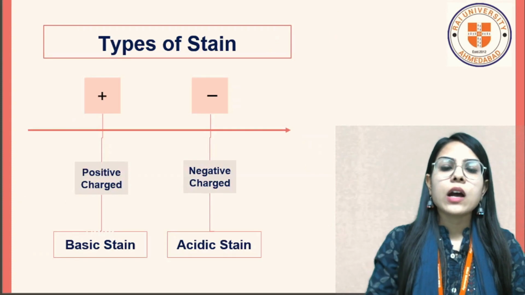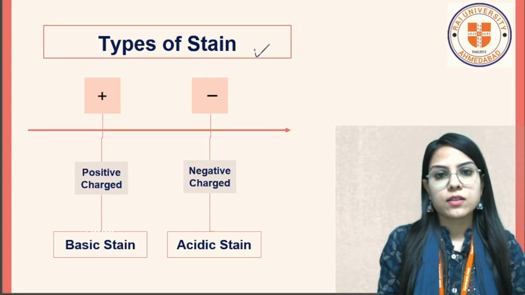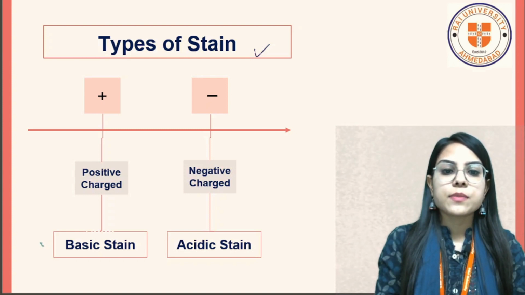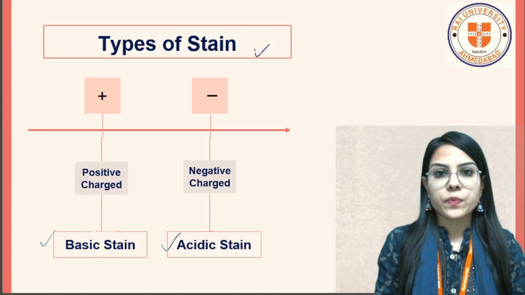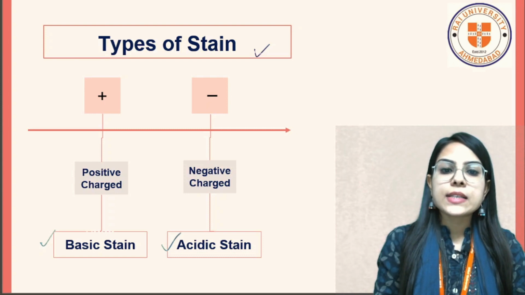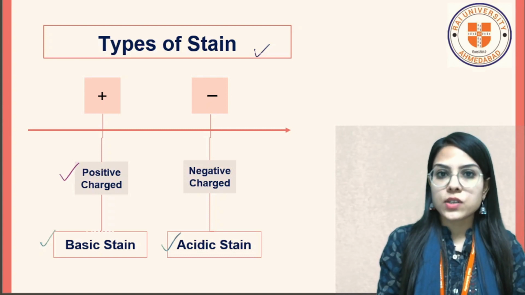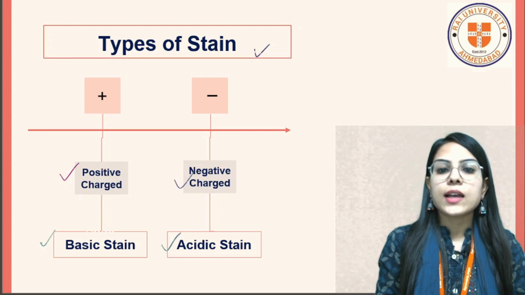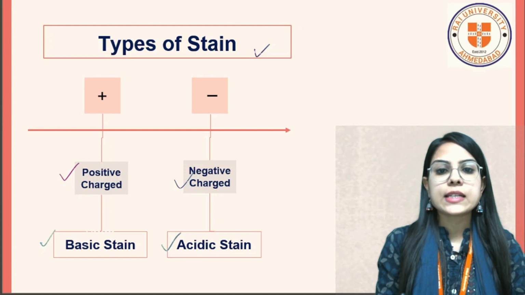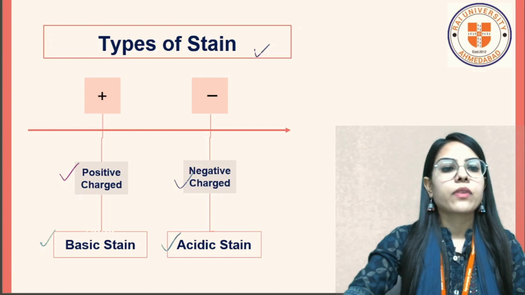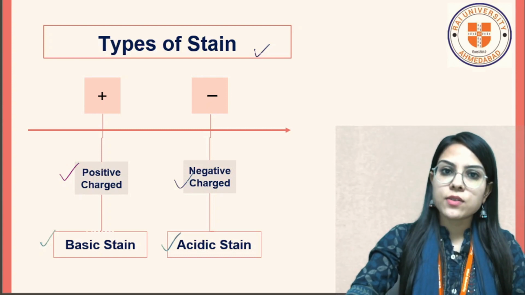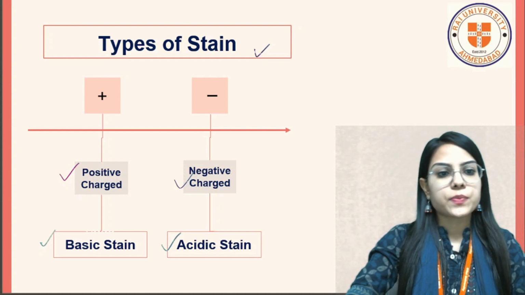Okay. Our next point is the types of stain. In the market, two types of stains are available. First is a basic stain and second is an acidic stain. So what is the difference between an acidic stain and a basic stain? A basic stain carries a positive charge and an acidic stain carries a negative charge. You can use any stain for your staining purpose, a basic stain or an acidic stain.